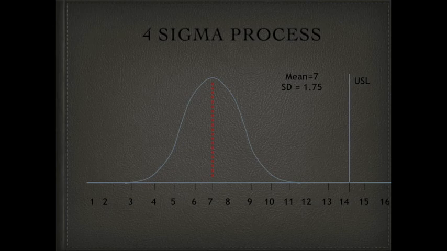Now, let us consider that we have made some improvements in the same registration process so that the mean level has come down to 7 minutes and the variation has also reduced, with a standard deviation of 1.75. Now, considering the difference between the upper specification limit and the mean, the difference is 7. In 7, how many standard deviations can be accommodated? 4 standard deviations can be accommodated. That is the reason it is a 4 sigma process.